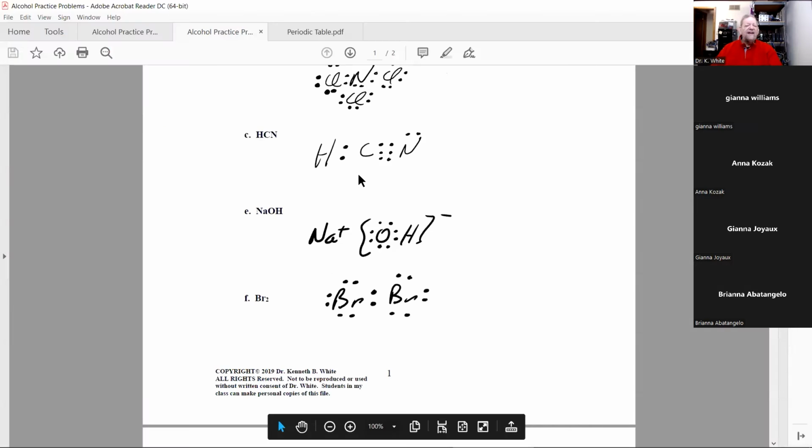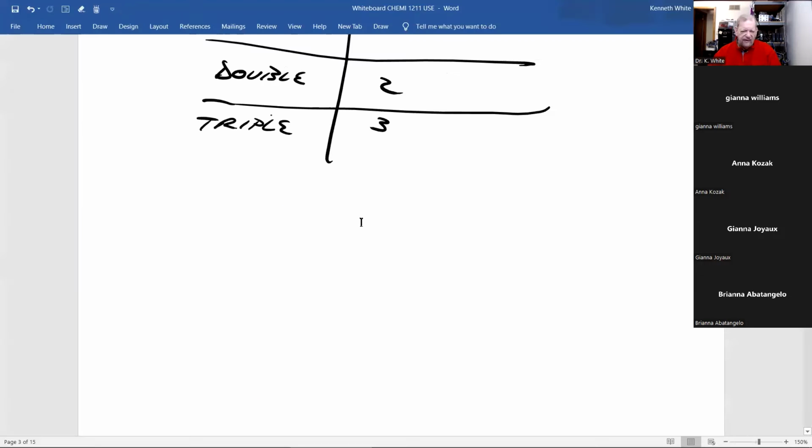And if we look at HCN, hydrogen cyanide, here's the structure. Let's go through it. How do you draw the Lewis structure?